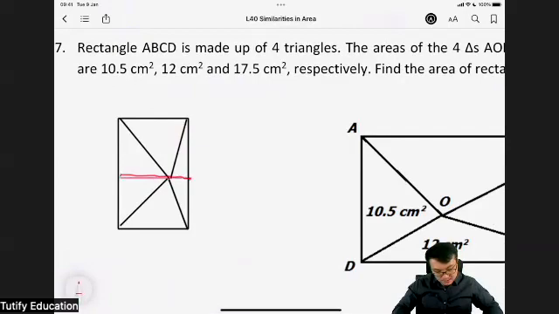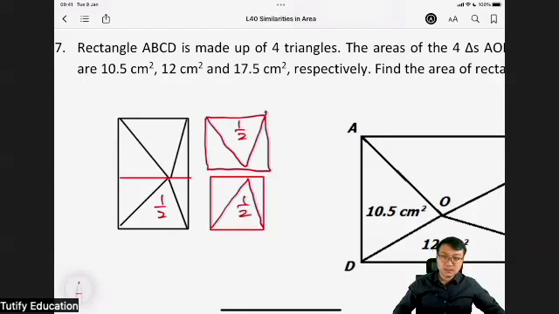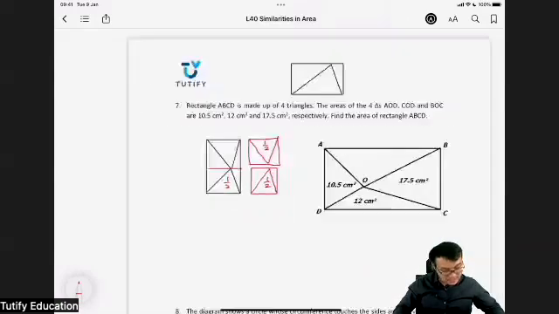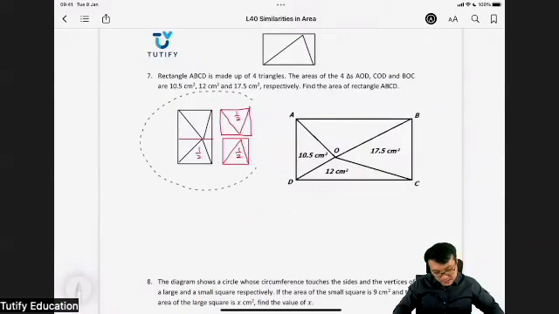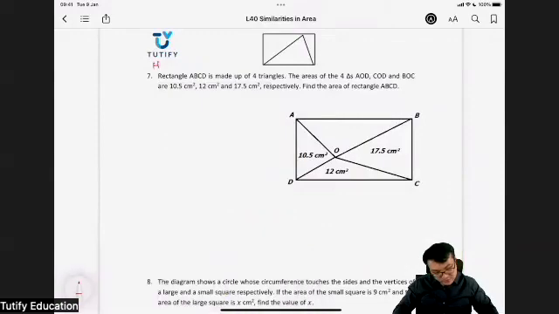Can you see that there's actually 2 rectangles? There's 1 rectangle on top, 1 rectangle below. The rectangle below has a triangle inside. The rectangle on top also has a triangle inside. Okay, students? Definitely half. So please make use of this concept. It's very easy once you make use of this concept.